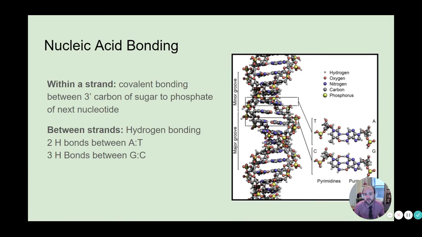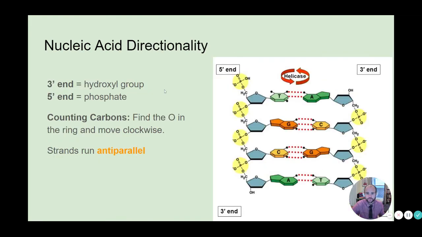The rungs of the ladder, those steps as you go through the DNA, those are connected by hydrogen bonds between the A and T and the G and C. So those nitrogenous bases are connected using hydrogen bonds. So remember, covalent bonds are a whole lot stronger than hydrogen bonds. So when we start replicating, those hydrogen bonds are going to break a lot easier than those covalent bonds will.